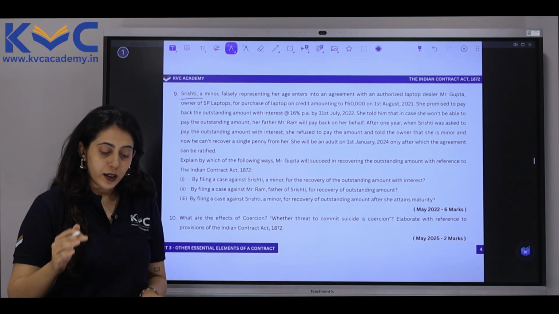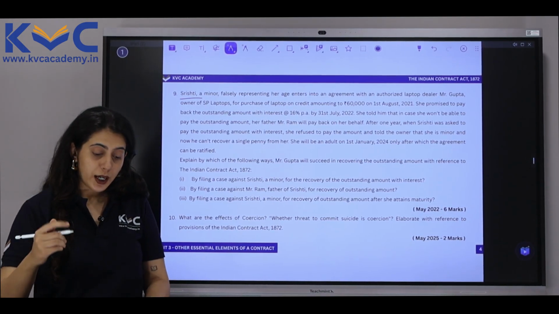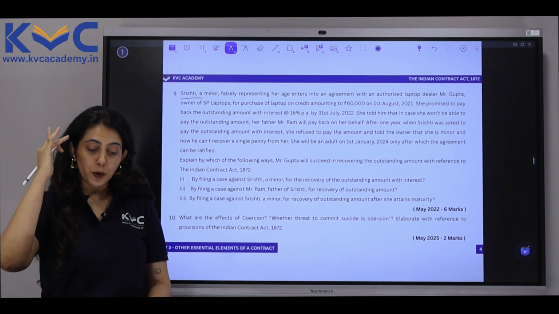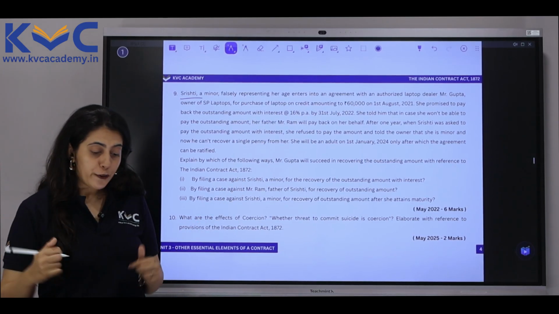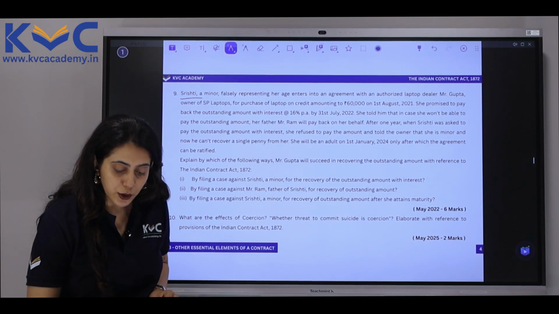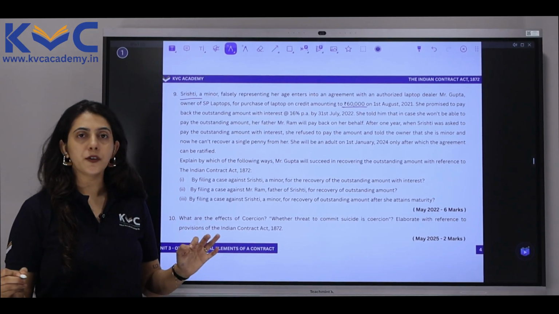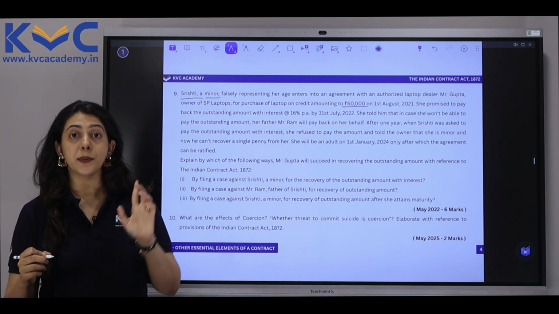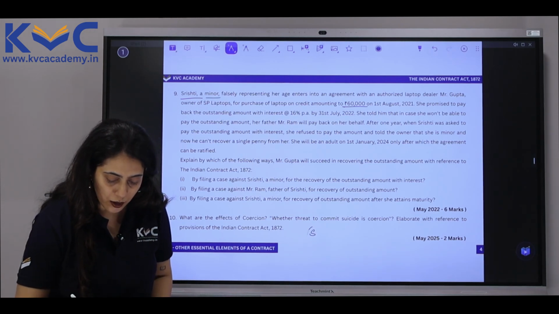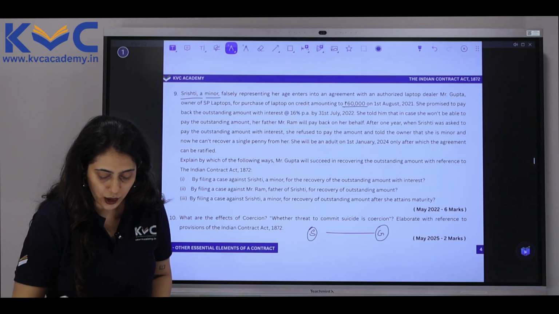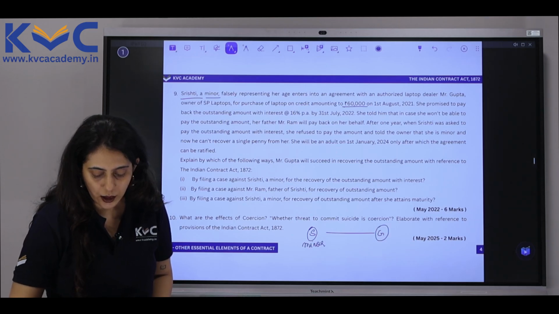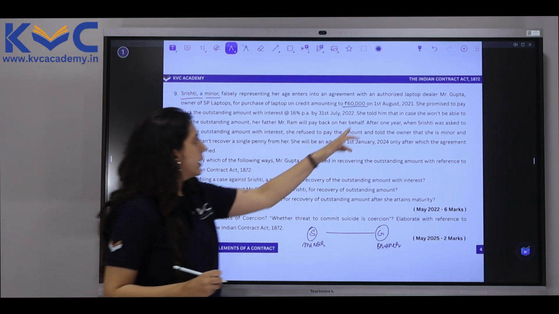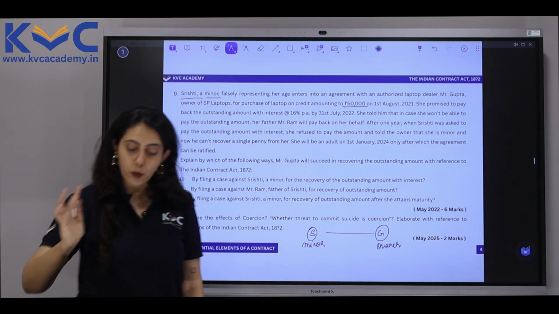Shrishti, a minor, falsely representing her age, enters into an agreement with an authorized laptop dealer, Mr. Gupta, owner of SP Laptops, for the purchase of a laptop on credit amounting to rupees 60,000 on the 1st of August 2021. So Shrishti is a minor. She falsely represented her age to Mr. Gupta. Okay, let's put S and G. Shrishti is the minor here and Mr. Gupta is the owner of SP Laptops. And this agreement was entered into on the 1st of August 2021.